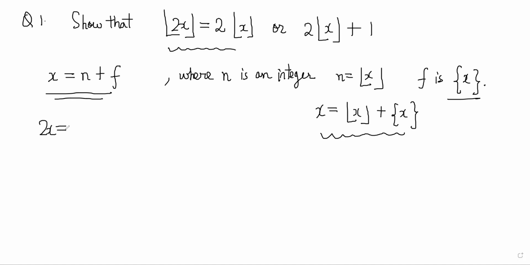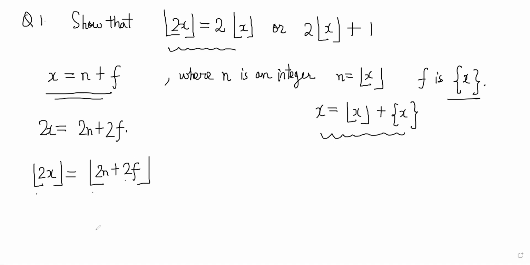Now 2x would be what? 2x would be 2n plus 2f. So now if I take GIF of 2x, the floor function of 2x is equal to the floor function of 2n plus 2f.